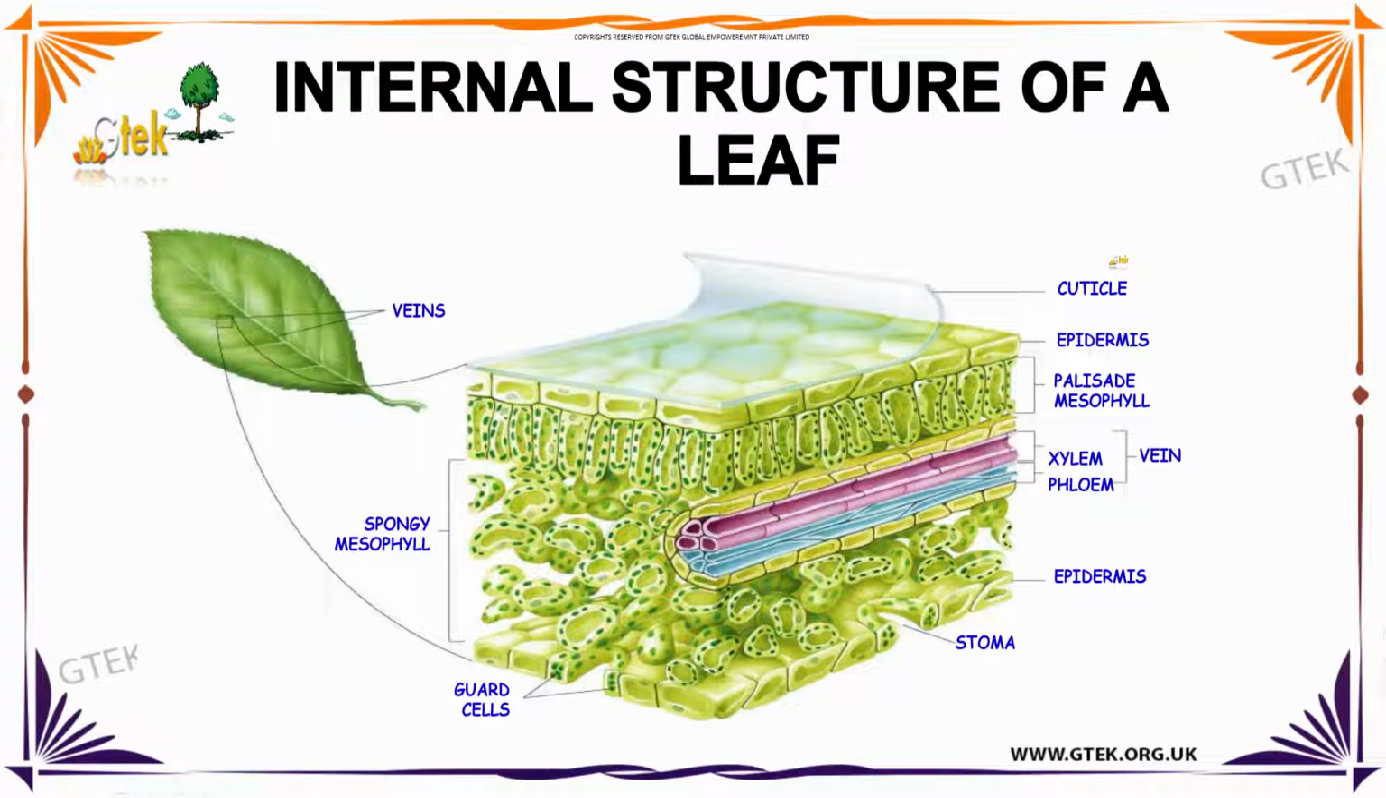Now we are going to see the internal structure of a leaf. You can see the leaf here. The side lines are called veins. The internal structure is depicted over here.